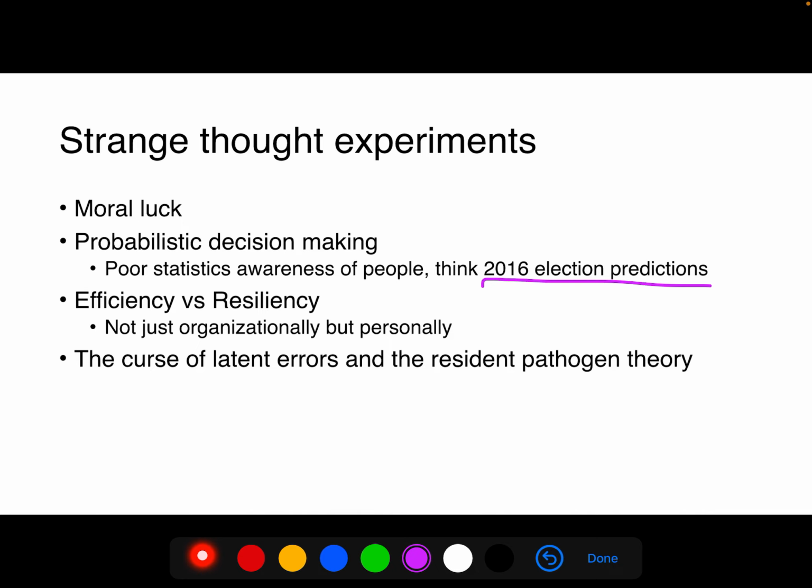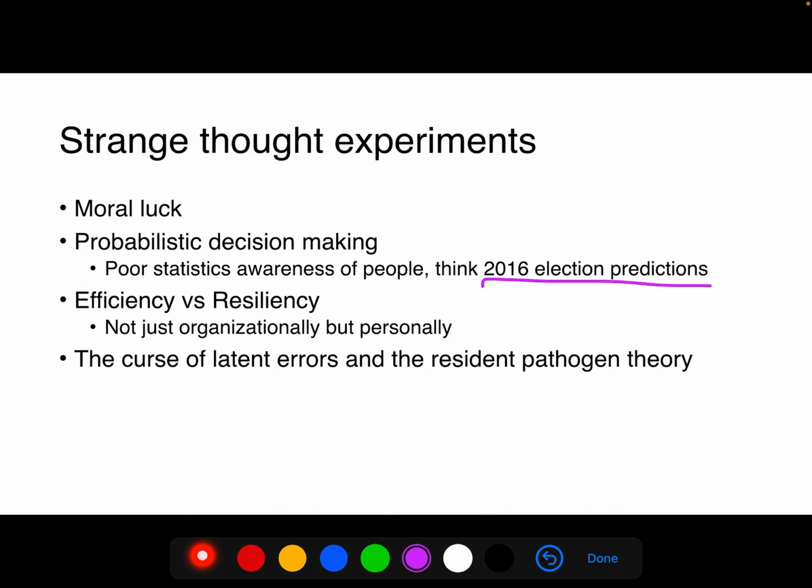It's an instance, right, of that. And so probabilistic decision making, that's one of those weird questions, right? We all do it, but we don't do it in a statistically valid way always. And so how do we kind of think about that?